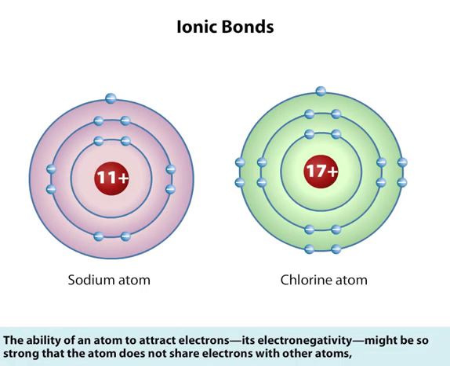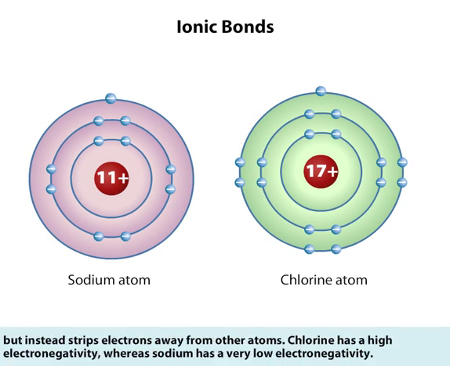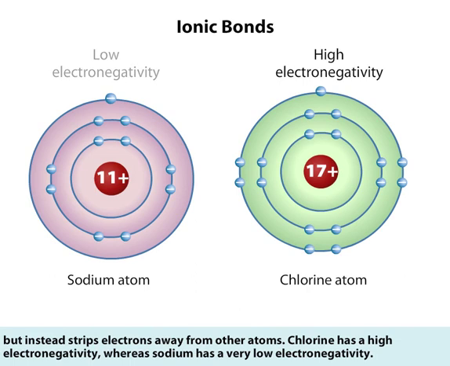The ability of an atom to attract electrons, its electronegativity, might be so strong that the atom does not share electrons with other atoms, but instead strips electrons away from other atoms. Chlorine has a high electronegativity, whereas sodium has a very low electronegativity.